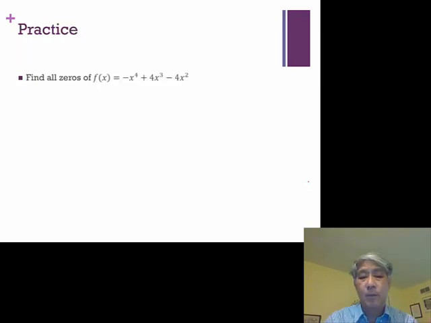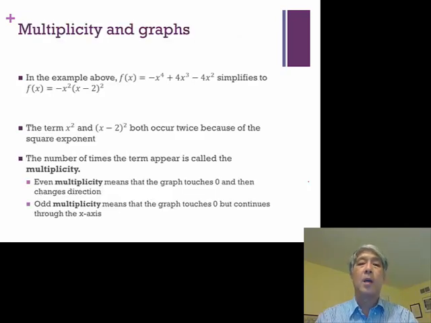Again, here's a problem you could practice. It's out of the textbook. You can follow it there. I'm going to skip it. But if I look at this function, minus x to the fourth plus 4x cubed minus 4x squared, it simplifies to minus x squared times x minus 2 squared. And it's easy to find the roots in this case. The roots of this equation are x equals 0 and x equals 2.